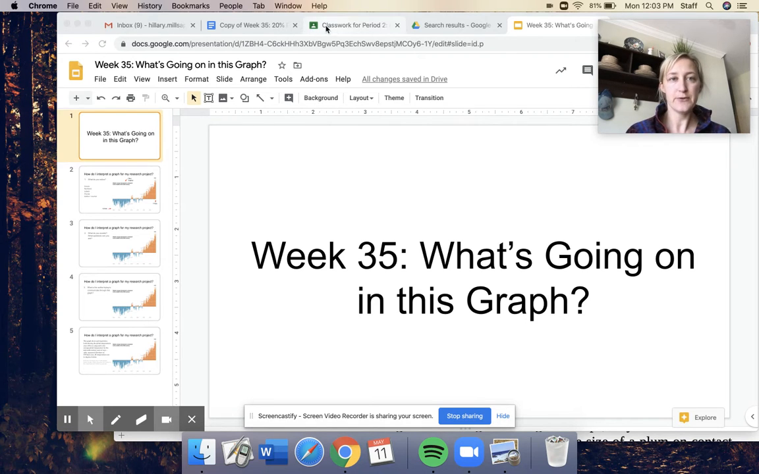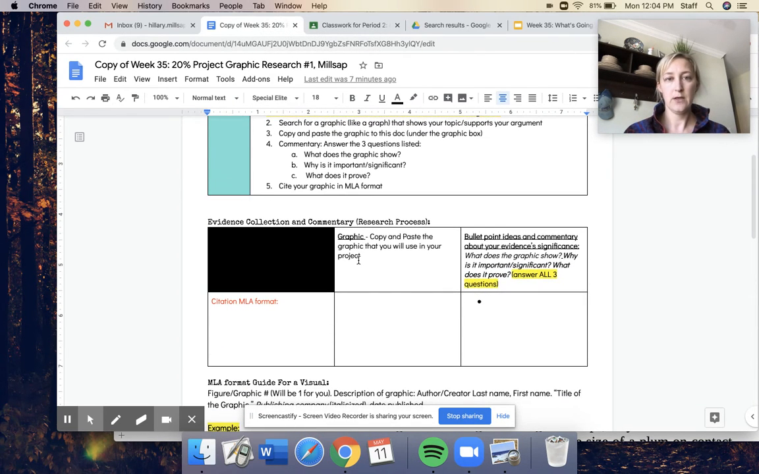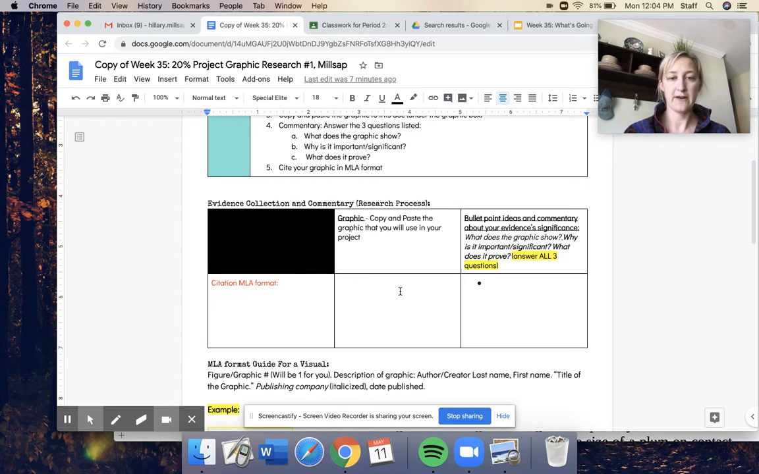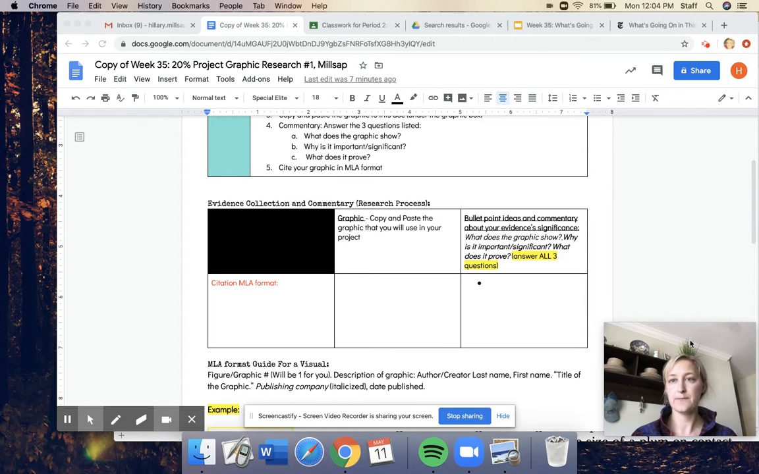So, here's what we're going to do this week. We are continuing research for our projects, but unlike last week, we're going to focus this week on graphs or graphics. So, what you'll do is first open up your document. You're going to try to find a graphic, and then we're going to comment on it. So let me show you an example of how we'll do that first.